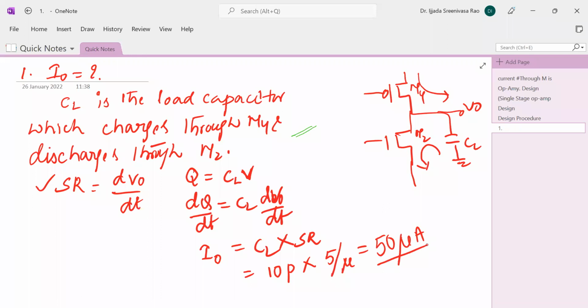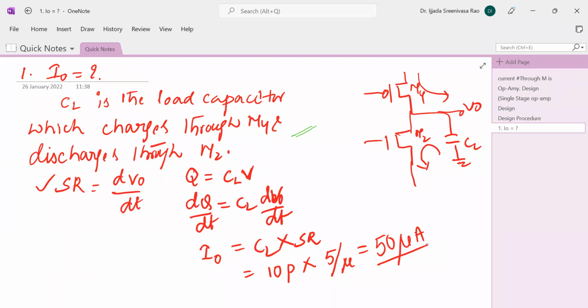To find the I naught value, we need the slew rate. Slew rate is equal to dV naught by dt, that means the rate of change of output node voltage with respect to time. Q is equal to CL into V. If you differentiate it with respect to time, dQ by dt, which is I naught, is equal to CL multiplied by dV naught by dt, which is the slew rate. The CL value is given in the specifications, that is 10 picofarads, and the slew rate is 5 volts per microsecond.